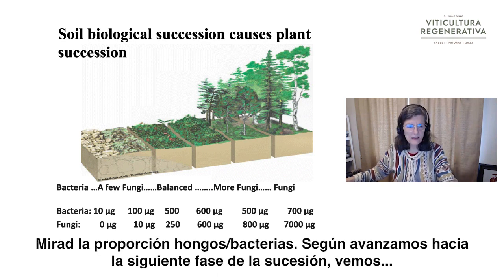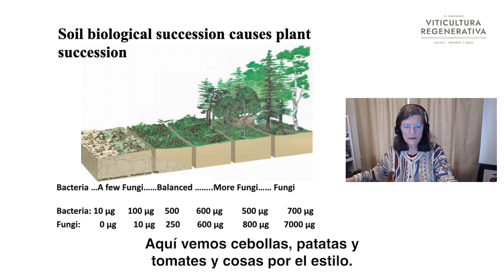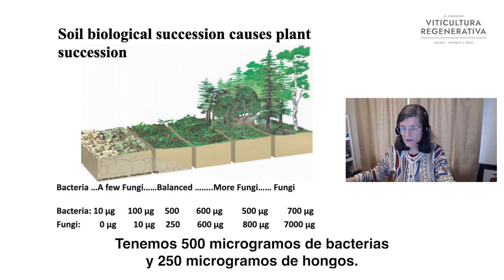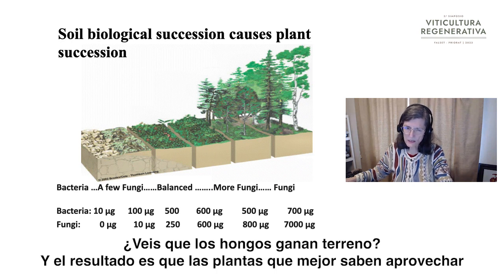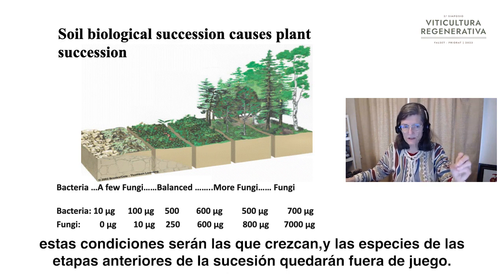As we move into the next stage of succession, we're looking at things like onions and potatoes and tomatoes, things like that in this range. We're looking at 500 micrograms of bacteria, 250 micrograms of fungi. See how the fungi are catching up? And as a result, the plants that are best at utilizing these conditions are going to be the ones that grow, and the earlier successional plants are going to be pushed out of the way.